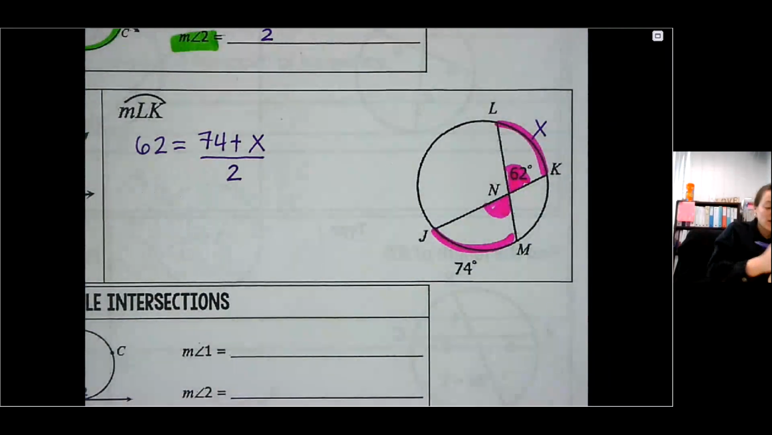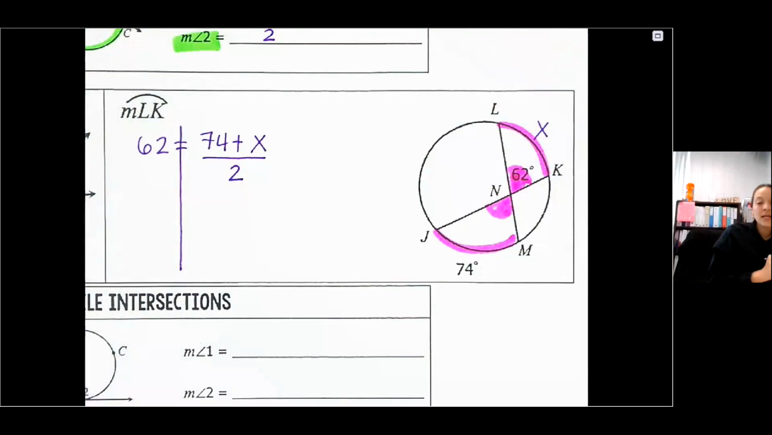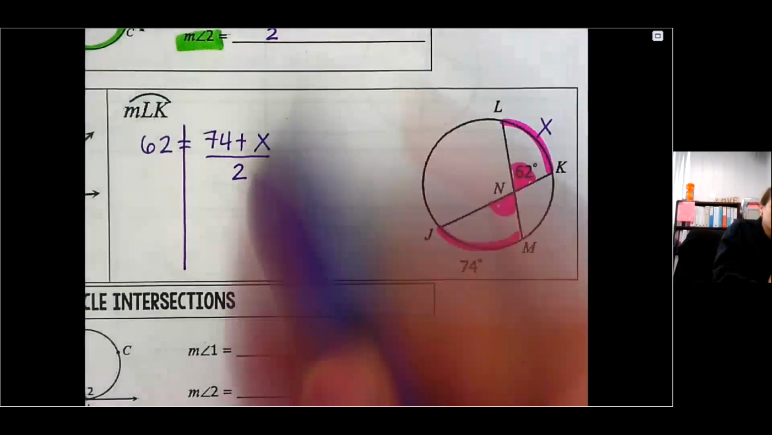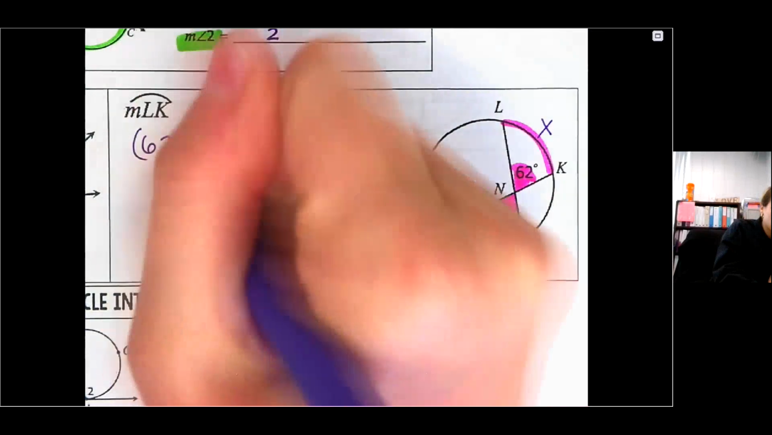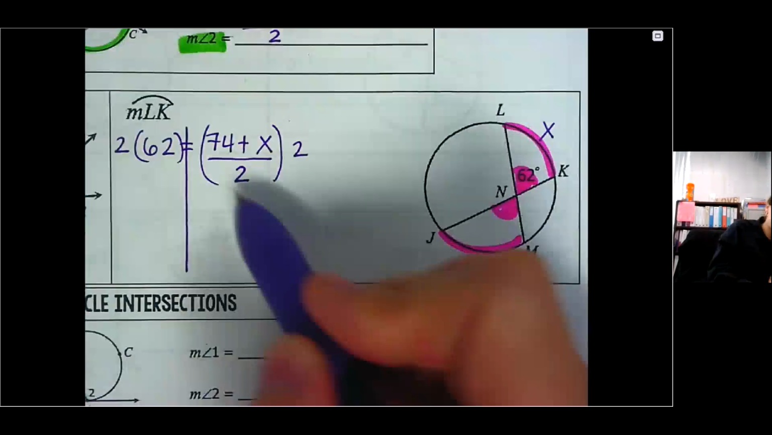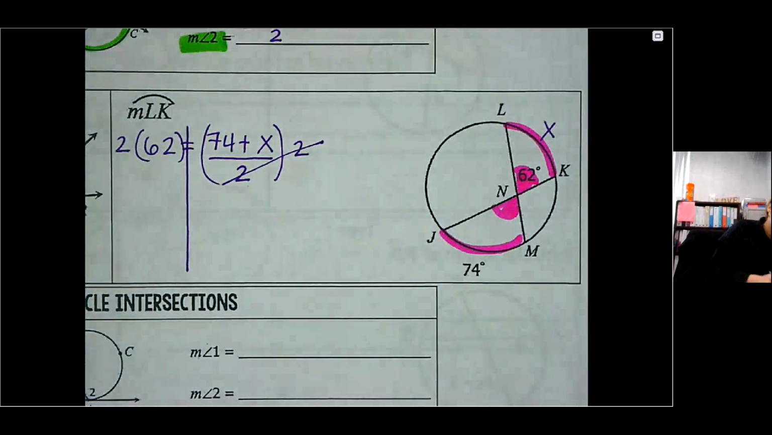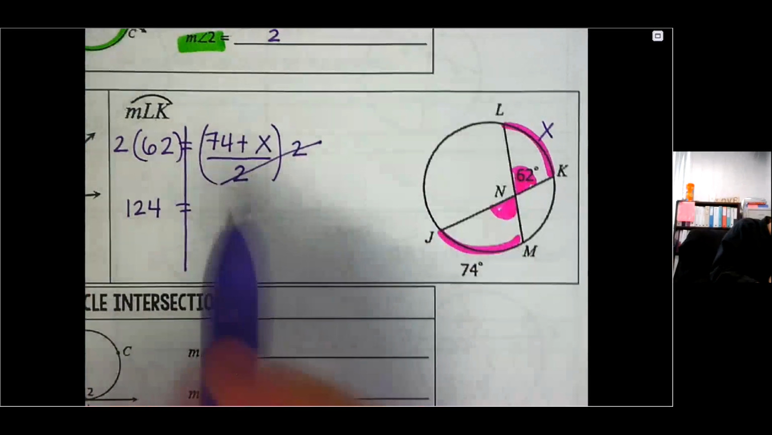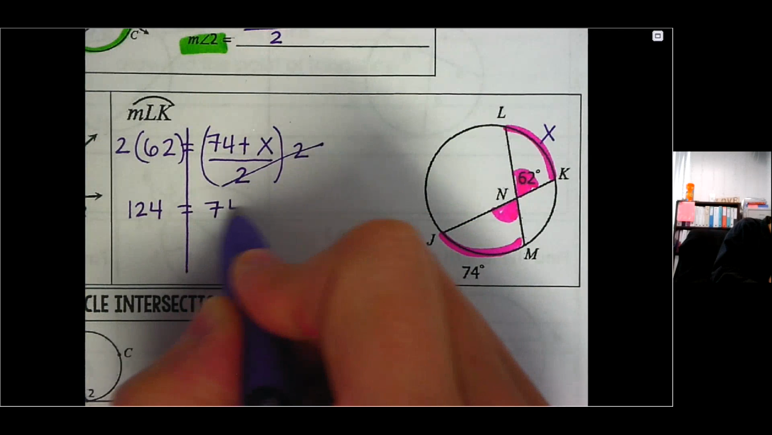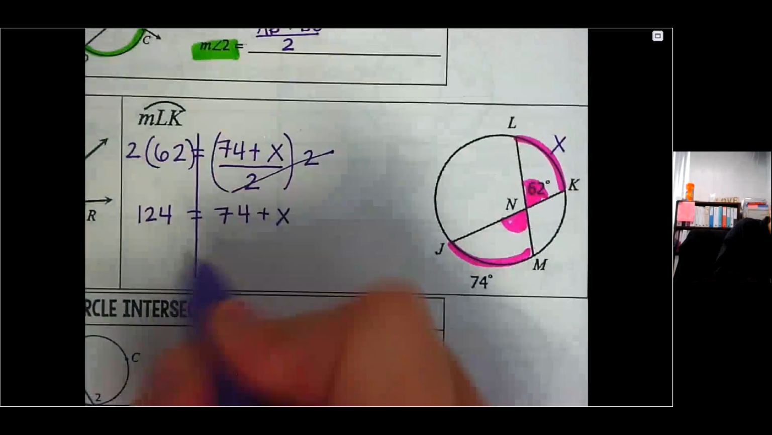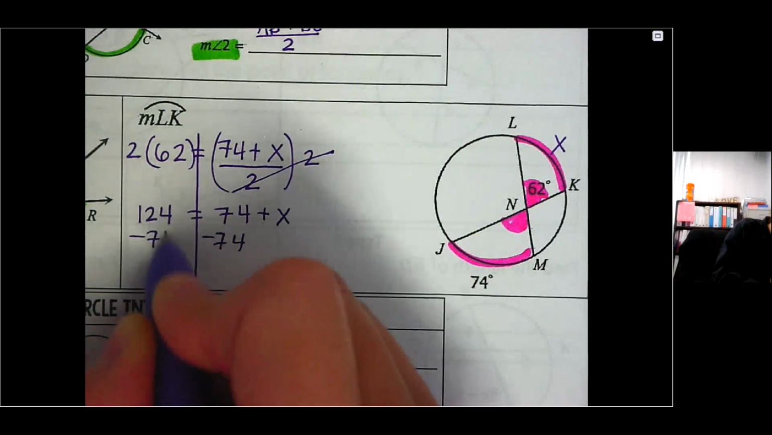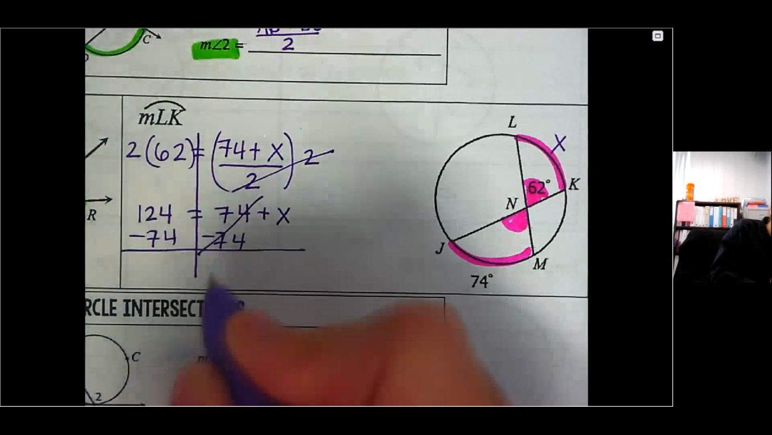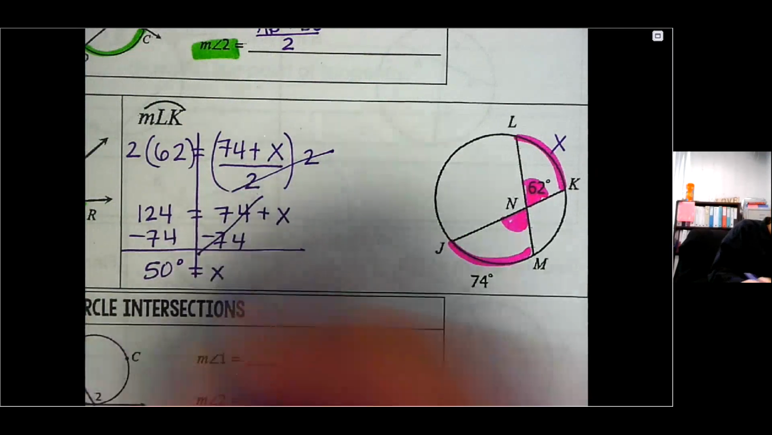Now you can do some guess and check if you want, or this is just an algebra problem. To get rid of the divided by 2, I multiply the whole equation by 2, because that's going to cancel my 2's on the right side. If I multiply 2 times 62, I get 124. And I'm left with just the top, which is 74 plus x. Then to get x by itself, I subtract 74 from both sides. And I end up getting 50 degrees. So the measure of arc LK is 50 degrees.